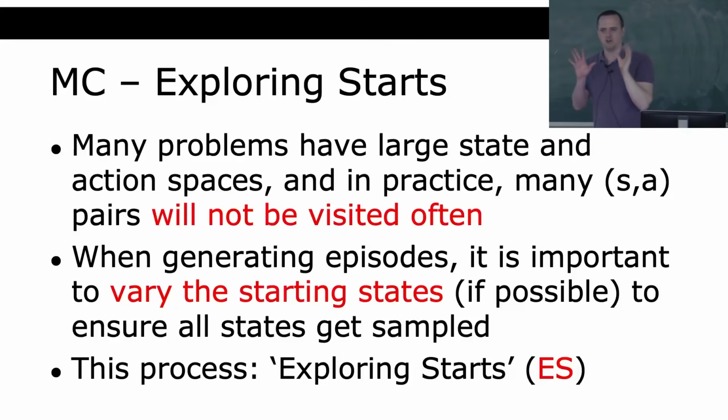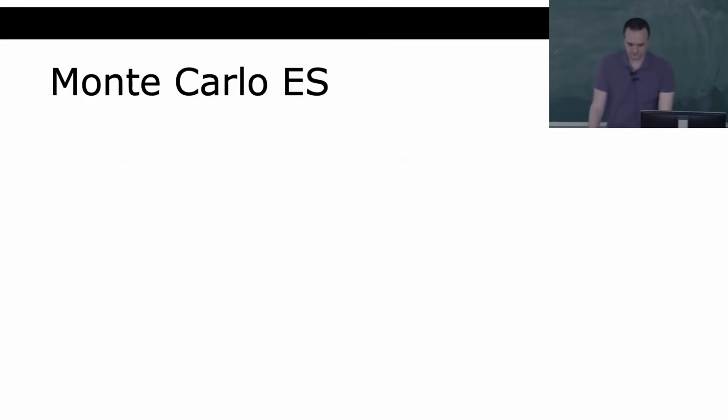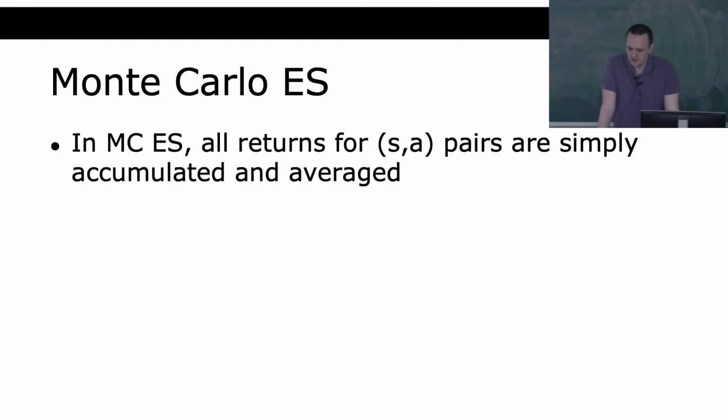Teleport around for your start so that you can learn more about the entire map. So it's important to explore not only when you select actions, but when you actually dictate the starting state as well. So in Monte Carlo ES, all returns for state action pairs are just simply accumulated and averaged. So the algorithm doesn't change, it's just the starting state.